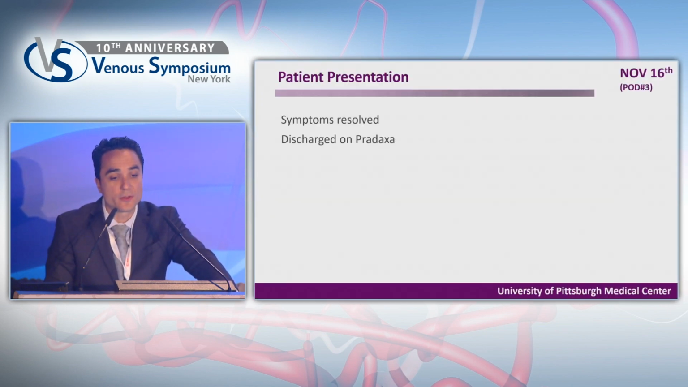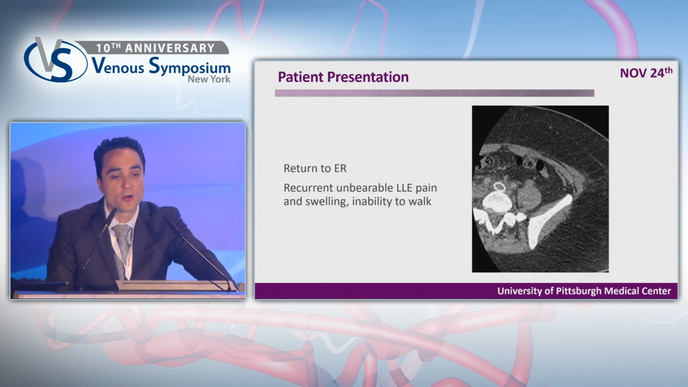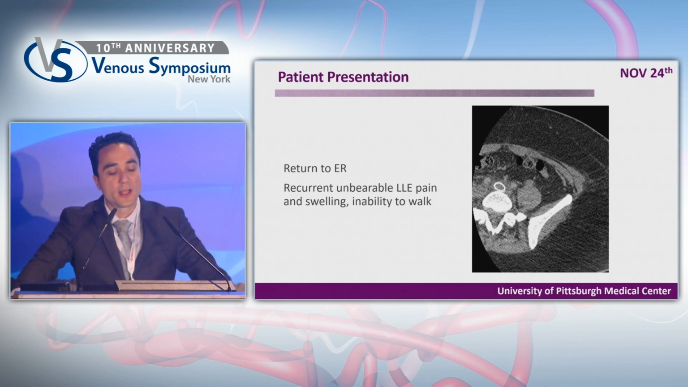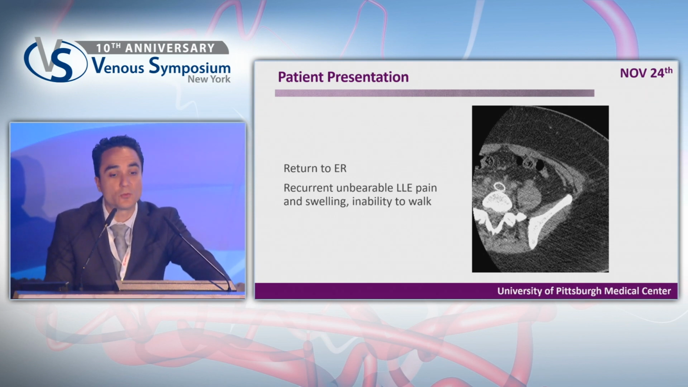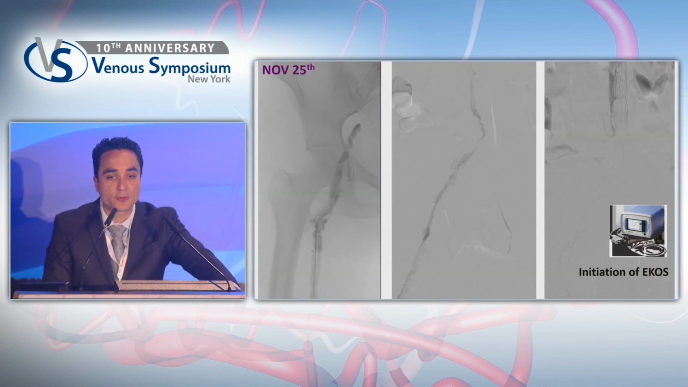Things look good. Symptoms resolved and the patient was discharged on Pradaxa, only to return a week later with recurrent unbearable left leg pain and swelling and inability again to walk. CT venogram reveals the stent thrombosed. Again, back to the operating room, popliteal vein access and initiation again of ultrasound-assisted thrombolysis. You can see the clot going all the way up to the filter.